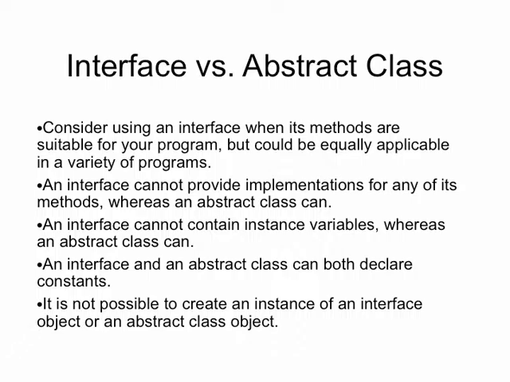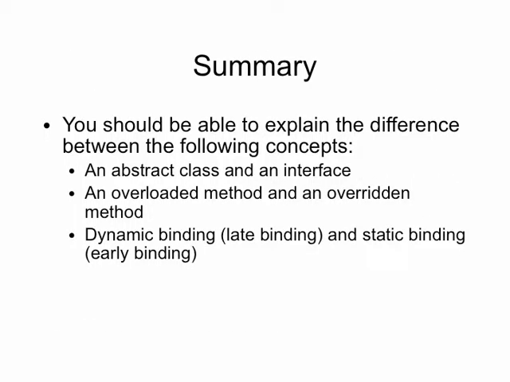An interface cannot provide implementations for any of its methods, whereas an abstract class can. An abstract class can contain methods that are not abstract, whereas an interface cannot. An interface cannot contain instance variables, whereas an abstract class can. An interface and an abstract class can both contain constants, and it is not possible to create an instance of an interface or an instance of an abstract class.